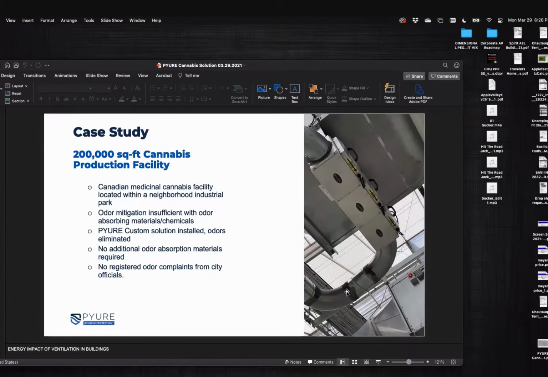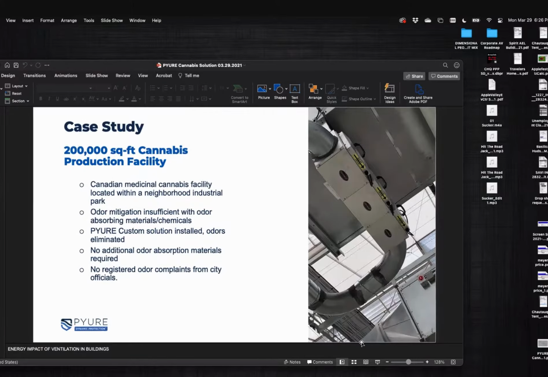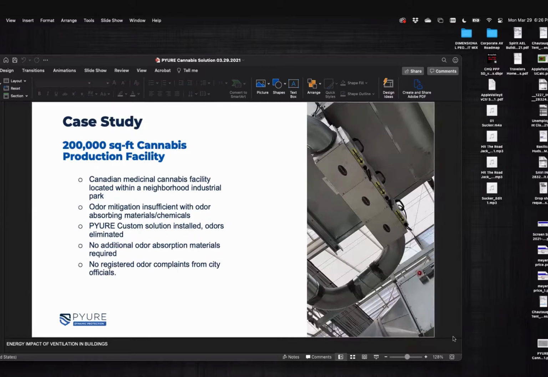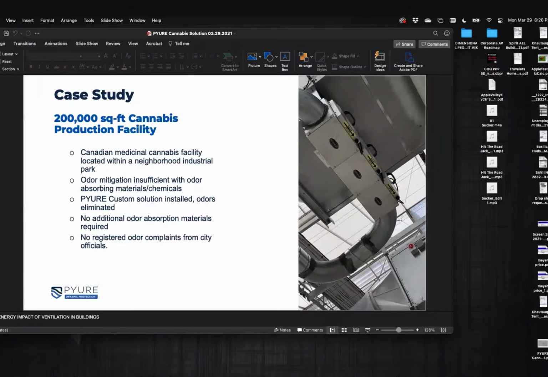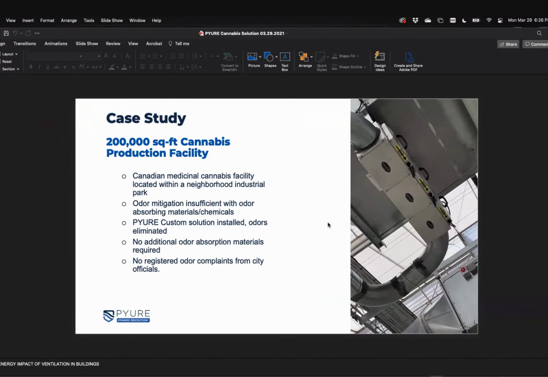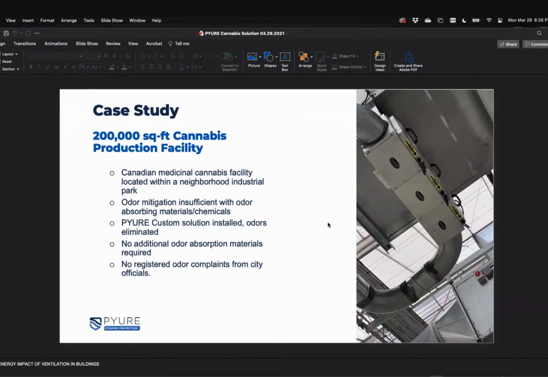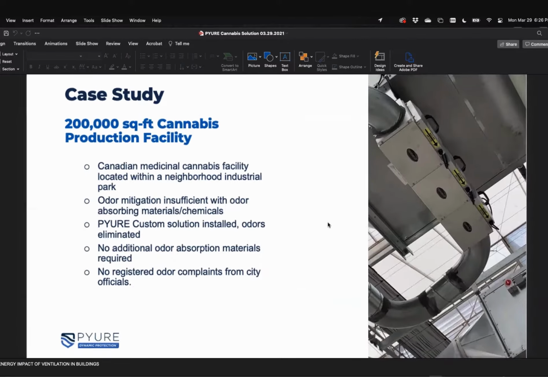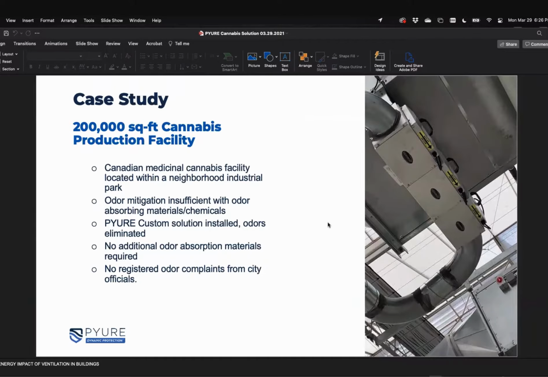There we go. So one of the facilities that we did, 200,000 square foot indoor facility, similar, again, to this type of engineered building, but significantly larger. Very, very high cannabis concentration, rack after rack after rack after rack. The products that were being used initially as specified by the local government were all kind of dosing agents that were introduced into the discharge or exhaust air from the facility, and they weren't working.